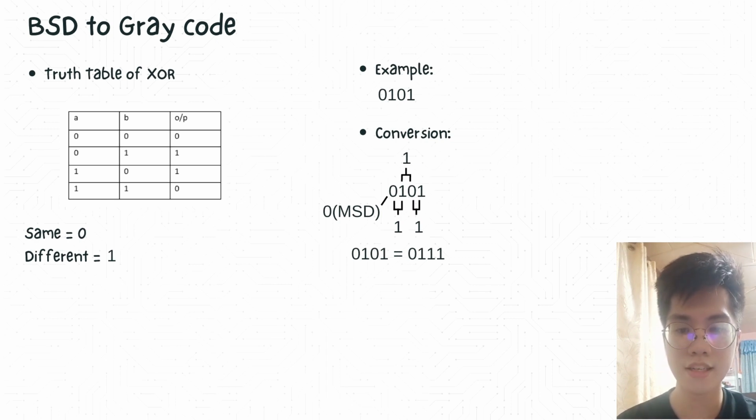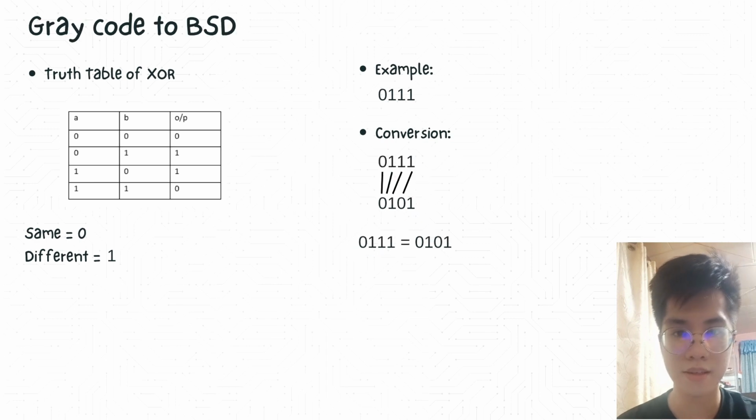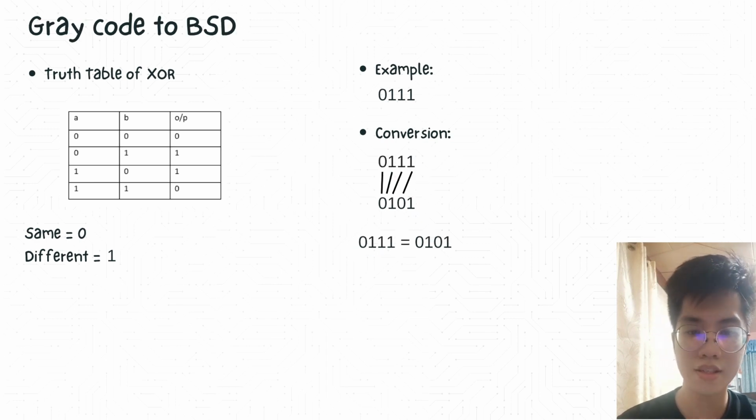So next, let's convert gray code into BCD. So let's just use the answer from the example. So let's use 0111. So as you can see, the method for converting gray code to BCD is different from BCD to gray code.